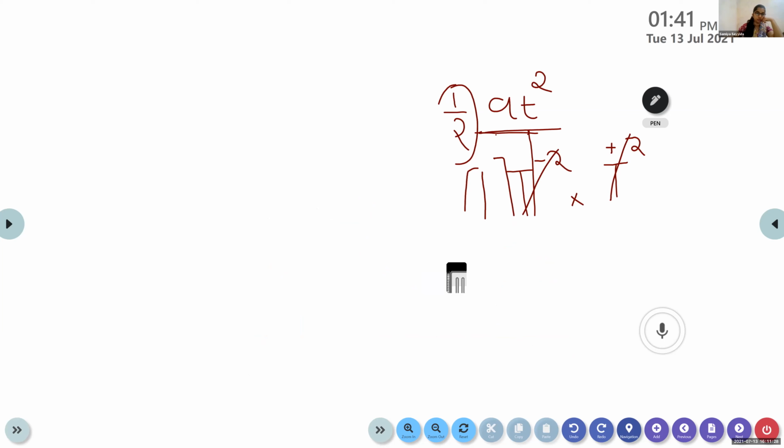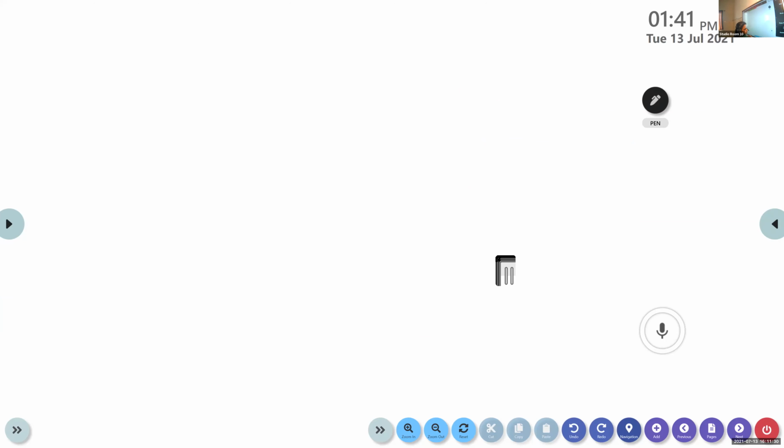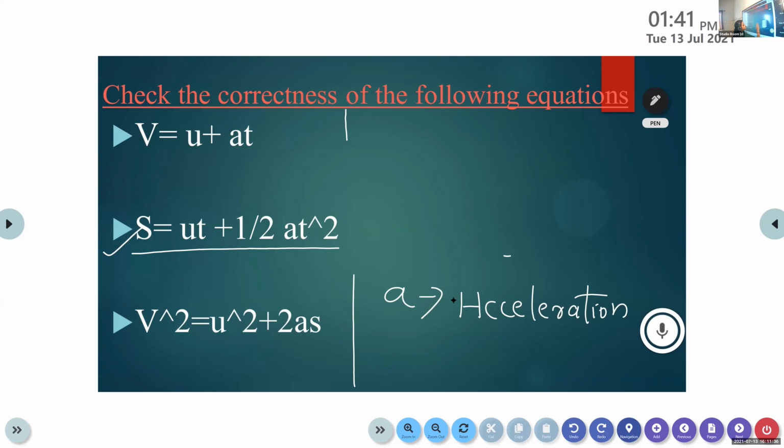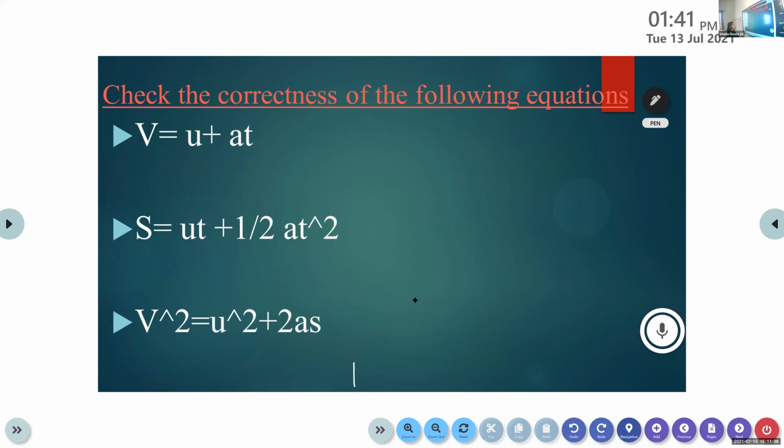Here we have one more equation. That is the third equation of motion. V square is equal to U square plus 2AS. This is the velocity acceleration relation in physics. The third equation of motion. V square is equal to U square plus 2AS.